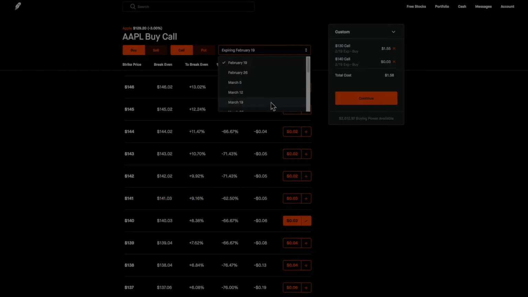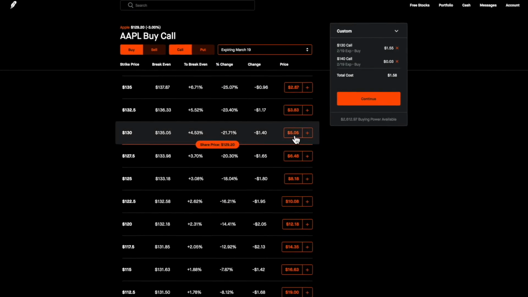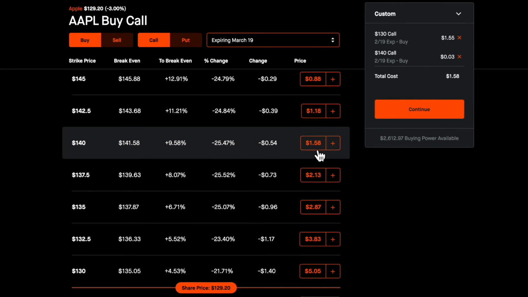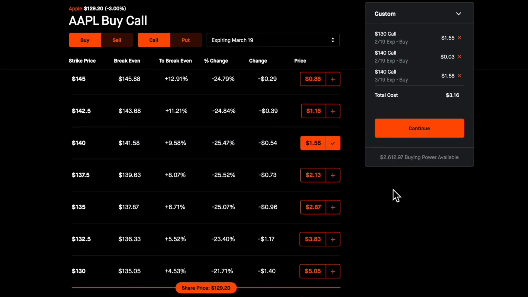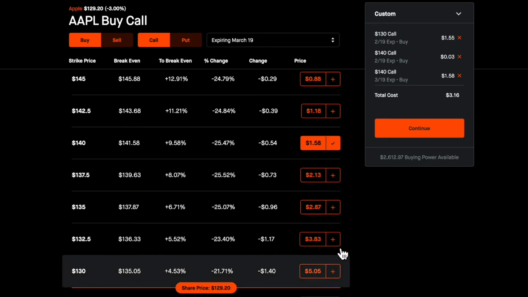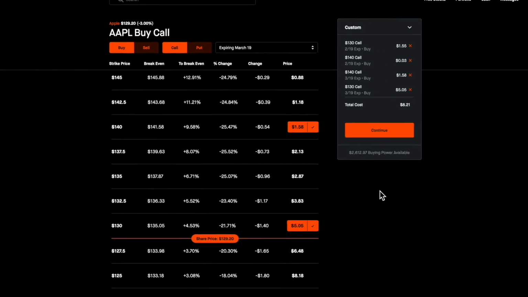So if you look at the prices for next month, the 130 call option is worth $5 and the 140 is worth $1.58. So if you think Apple might go up to $150 in the next 1 month, then you can buy either this or this one to capture the upside.